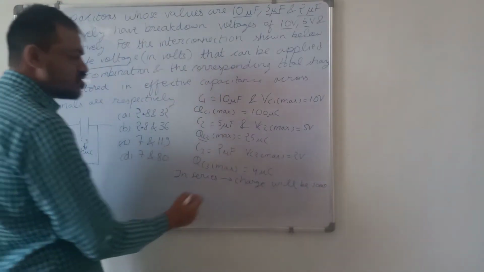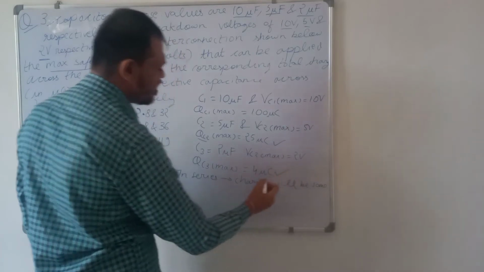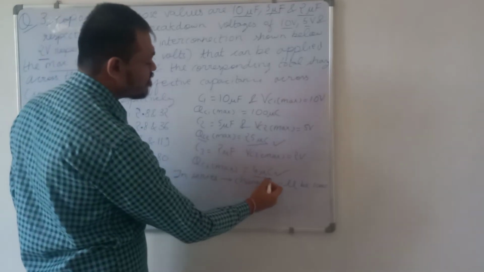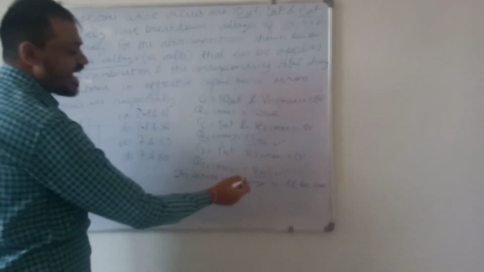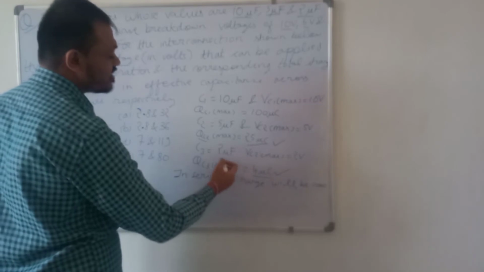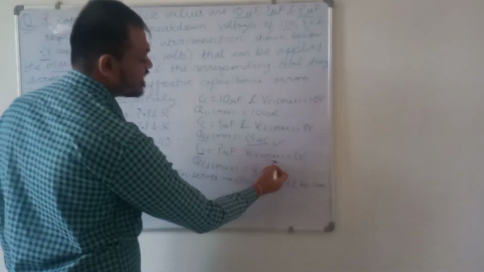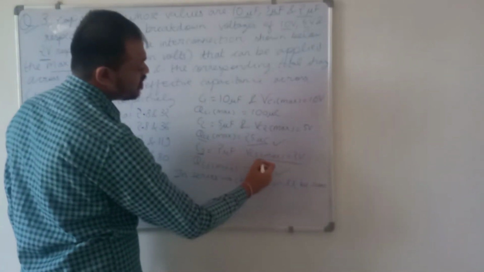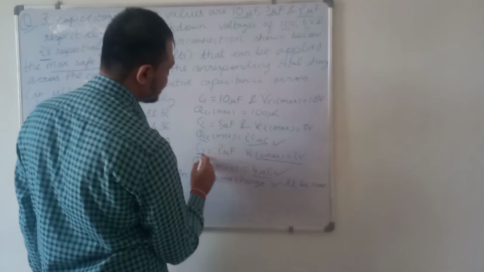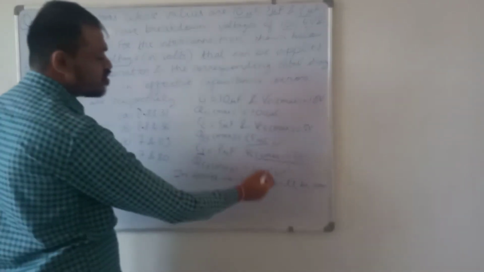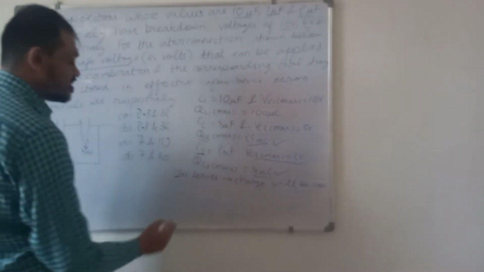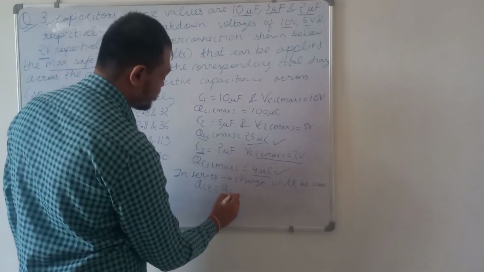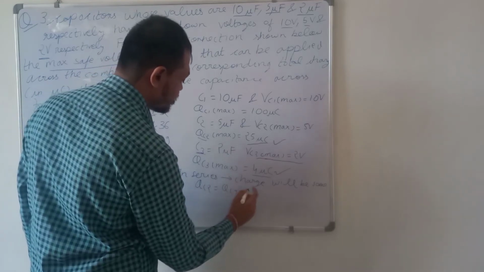Out of these two values, we have to select the lowest value between 25 microcoulomb and 4 microcoulomb, because if we select the higher value then C3 will break down. Its maximum voltage is only 2 volt, and if its voltage exceeds 2 volt then capacitor C3 will break down. So we have to select the minimum value of charge. So QC2 will be equal to QC3, equal to 4 microcoulomb.